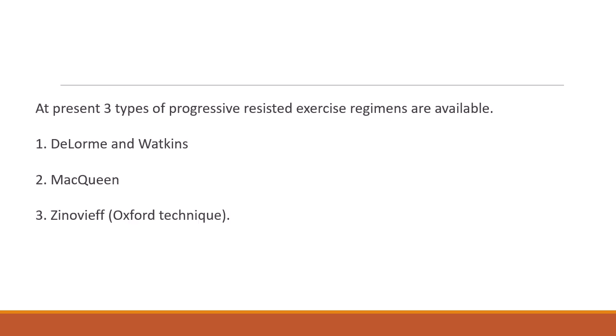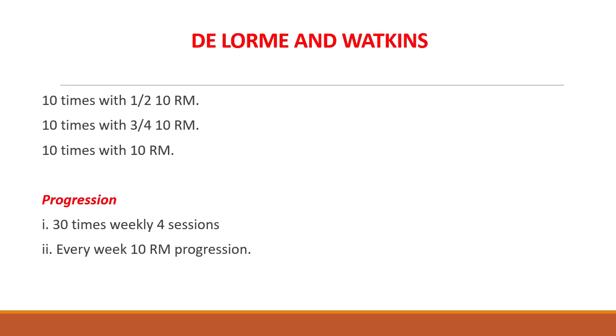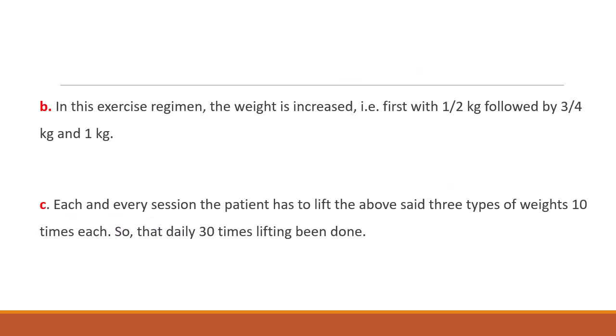At present, three types of progressive resisted exercise regimen are available: the DeLorme, the Oxford technique, the McQueen and the Sanmoy and the Osborne techniques. These are the techniques we should follow for exercises. Okay, so these are the basic things we can cover in this class, in the introduction of the exercise. Let us see that one and discuss it in the next classes.